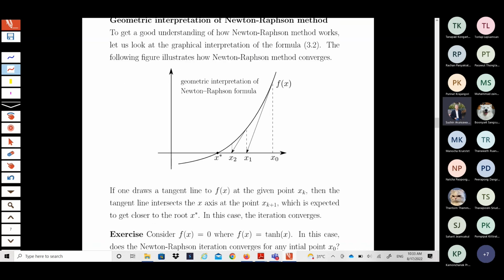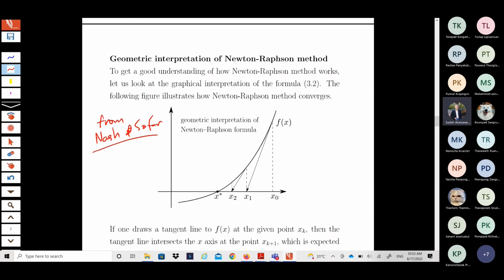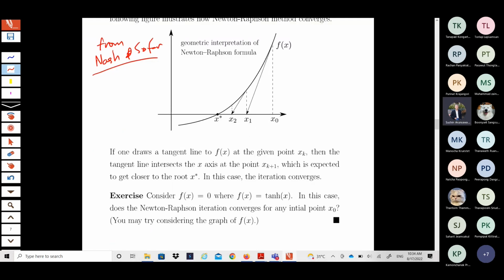This figure actually comes from Numerical Software. If you look at the text, you will see this. For this chapter, I suggest you read chapter 2 on the section on nonlinear equations. The details are in there.